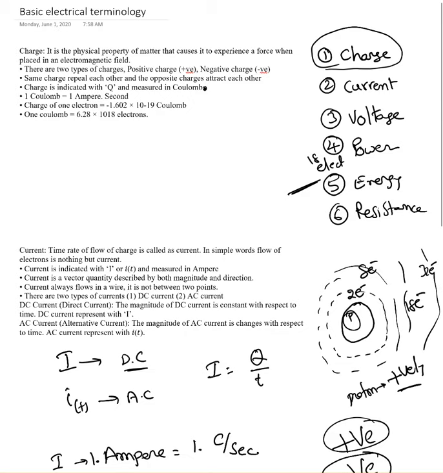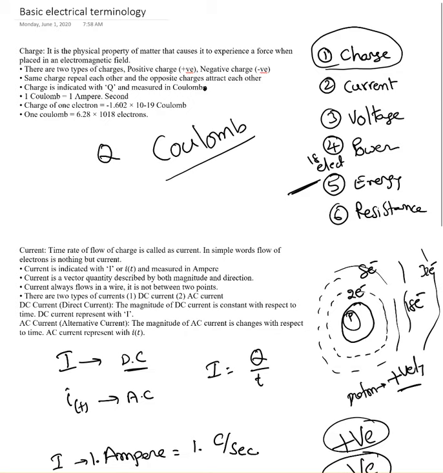Charge we indicate with Q, measured in coulomb. Coulomb is a person's last name, so make sure you don't add an s at the end. It is 5 coulomb, 10 coulomb, 100 coulomb, but not 100 coulombs. That's wrong. It's 100 coulomb.